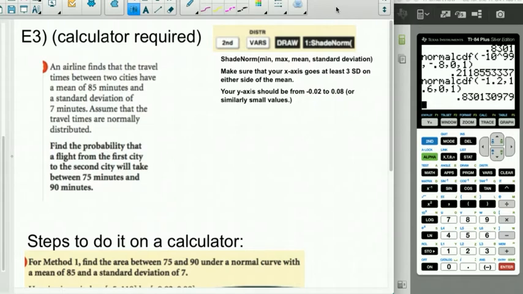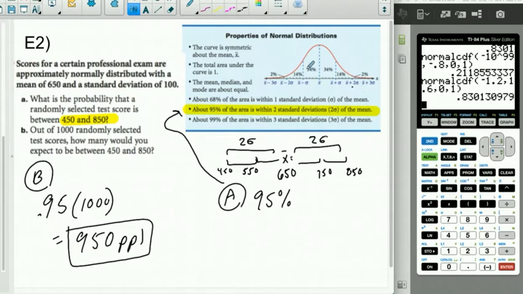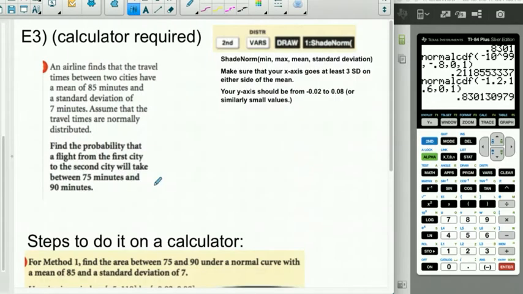Now, just to point out, if I ask you questions about things that are 7 minutes away from 85, or 14 minutes away, or 21, those are really easy questions to answer. If you're a full standard deviation away, we can fall back on what we did up here, where I know what percentages happen at each standard deviation. But if I give you values that are not conveniently a standard deviation away, then we're going to have to lean on a calculator.